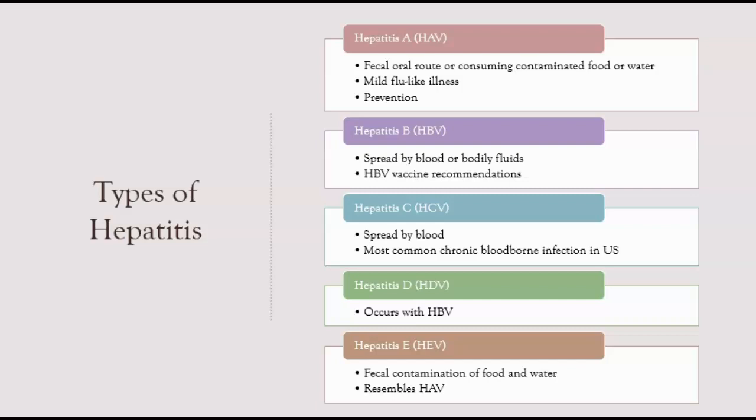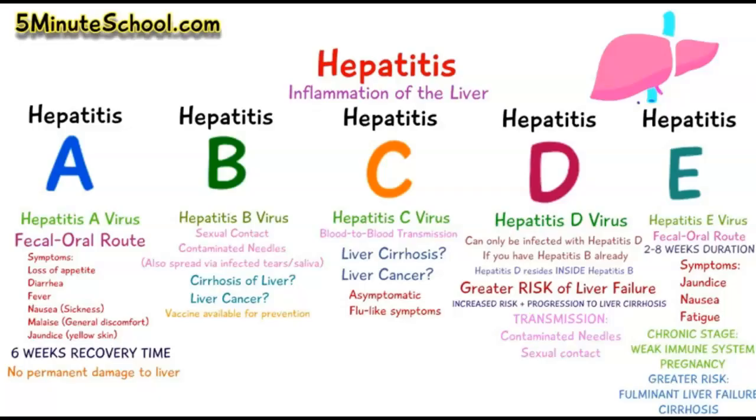Hepatitis E is a waterborne infection common after heavy rains and flooding. It can be caused by fecal contamination of food and water, and the clinical course resembles hepatitis A. Here is a visual of the different types of hepatitis. It explains how it is spread and any treatment for it. You guys can pause this and look at it if you want.